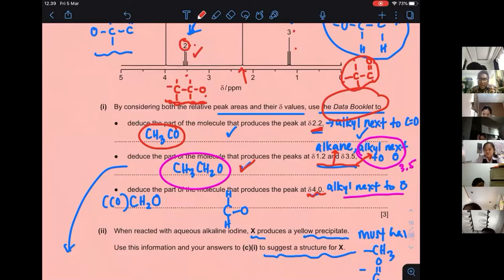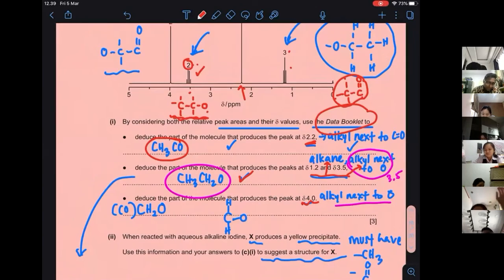It's not double bond O. So alkyl next to O. So I know there will be O here. Next to O, so I'm talking about maybe alkyl next to O. So if I put it here, what will be the possible answer?